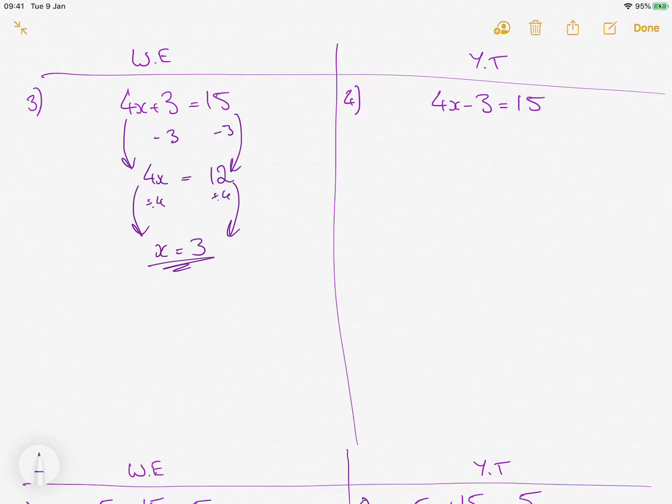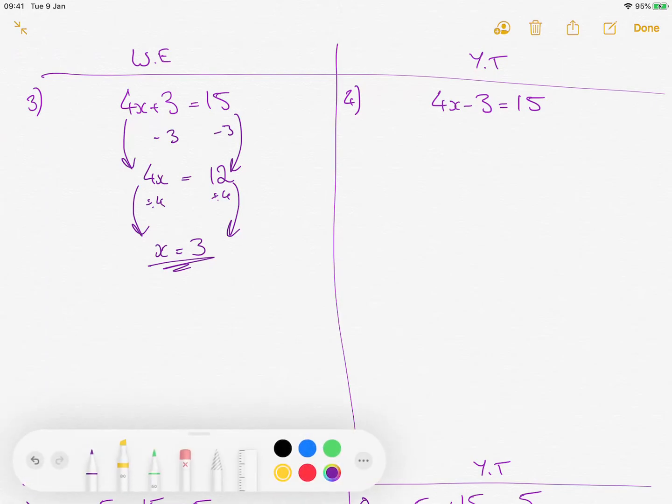So if you don't like balancing, if you prefer bar modelling, then do this as a bar model. If you prefer flow diagram, then do it as a flow diagram. But this is how to do it with balancing. And notice that it's always thinking about doing the inverse. So we're trying to get x on its own eventually. So let's get rid of the stuff that's happening to x.